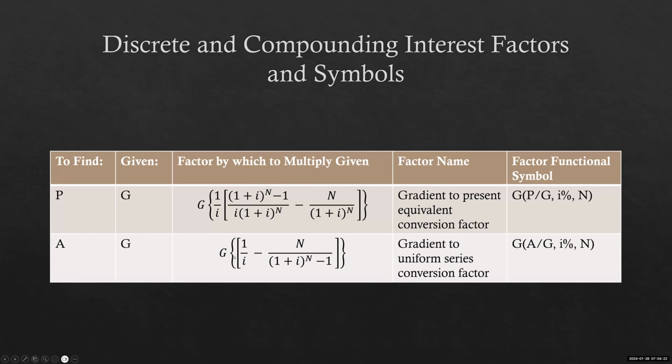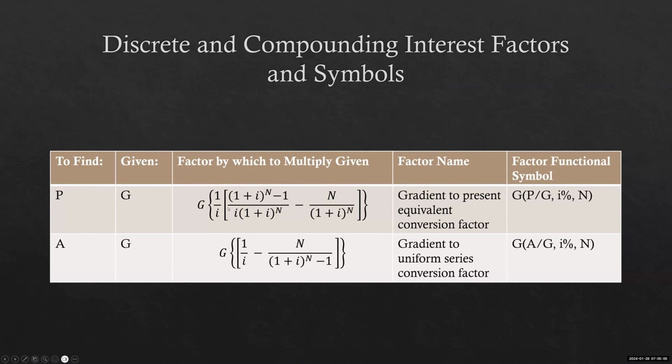Now, the gradient notation, if you were to do this by hand, starts with a very complex formula that has (1 plus i) to the n minus 1 over i times (1 plus i) to the n. This factor that you see right here is identical to our factor to find P given A, right? That's exactly the same as our P given A, because a gradient has a base of an annuity and then an increasing amount. To take into account our increasing amount, we have this additional factor that we're subtracting.